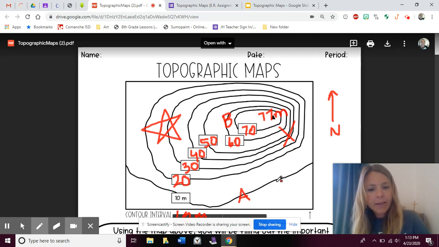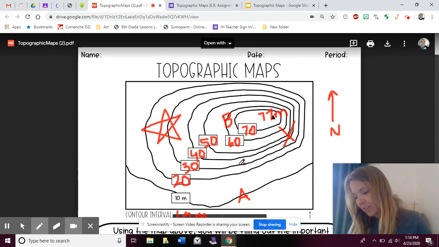Okay. Number nine, find the difference in elevation between point A and B. So point A is on this line that is 10 meters. Point B is on this line that is 60 meters. So the question says, what is the difference in elevation? Well, 60 minus 10 is, of course, 50 meters. So if you're traveling from point A to B, you're traveling uphill and you're gaining 50 meters of elevation when you do that.